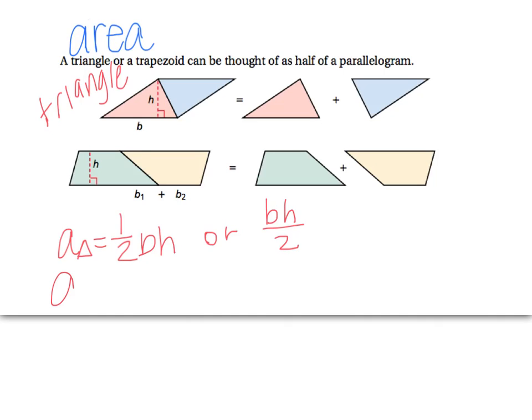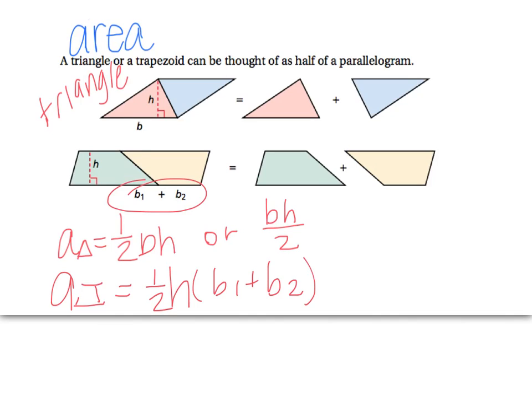For the area of a trapezoid, you can see that we have 2 bases, so we're going to have base 1 plus base 2. We have to add those together, and we still have to take our height, but just like with the triangle, we have to do 1/2 times the height times the quantity of base 1 plus base 2.